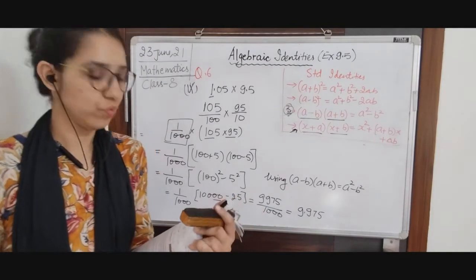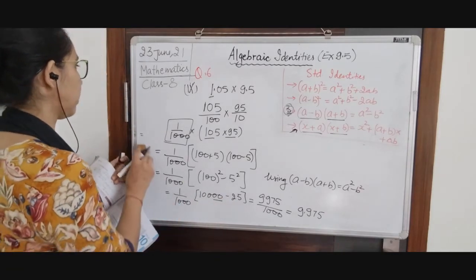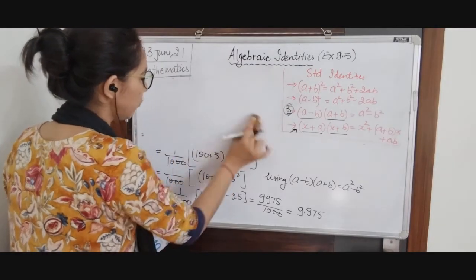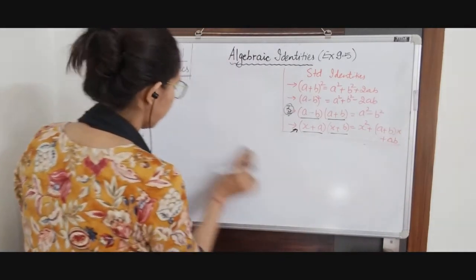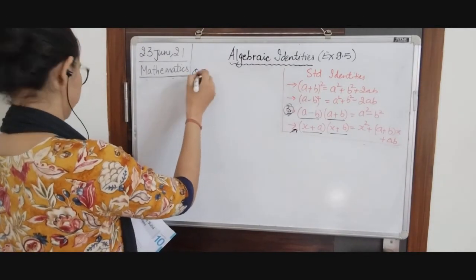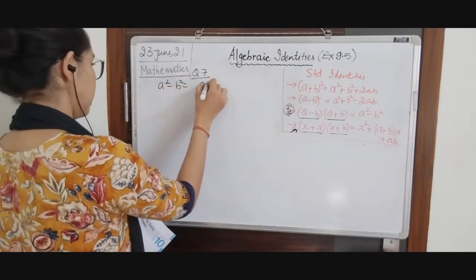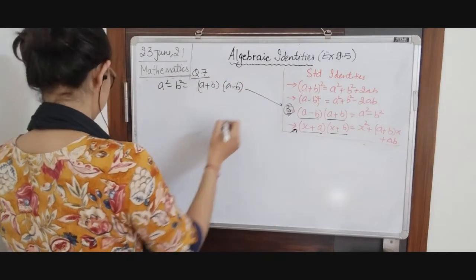Now we are going to move to question number 7. In this we are given the identity that we are going to use. We just have to apply the identity and check how we can apply it to simplify the question. So which identity do we have to use? A square minus b square, a plus b, a minus b. The third one, we have to use this identity.